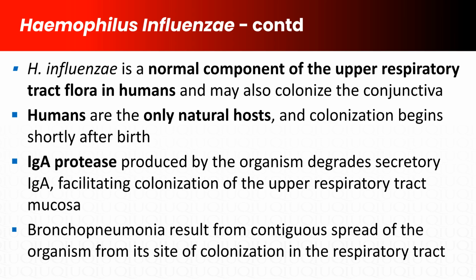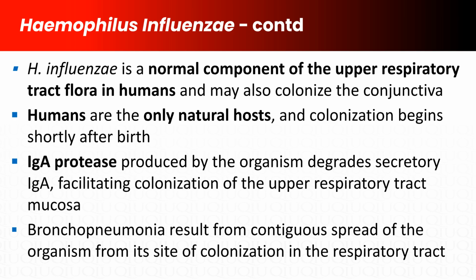IgA protease produced by the organism degrades secretory IgA, facilitating upper respiratory tract mucosal colonization. This allows bacteria to persist in the nasopharynx, despite immune defenses. Bronchopneumonia results from contiguous spread from the colonization site in the respiratory tract.